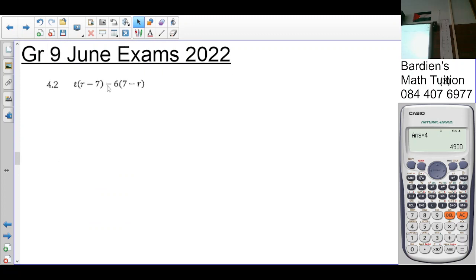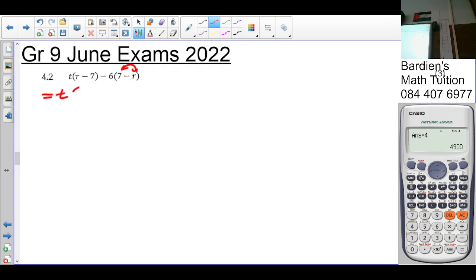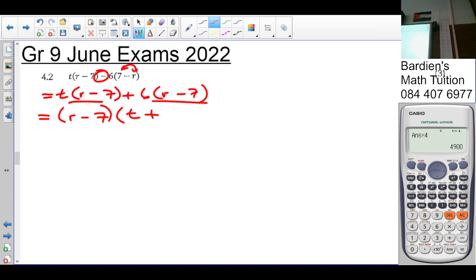The next one, we've got t into r minus 7 minus 6 into 7 minus r. r minus 7 is not the same as 7 minus r, so I swap that around. It becomes t into r minus 7. The negative comes out, making this negative a positive. So r minus 7 is a common factor. I'm then left with t plus 6.